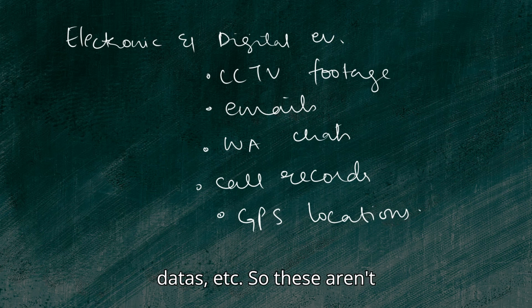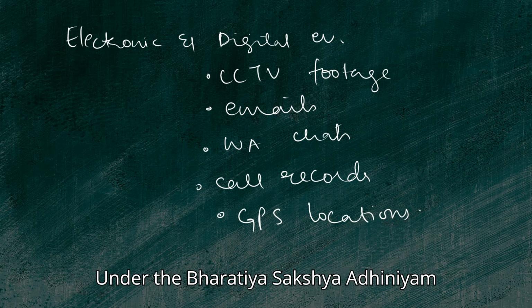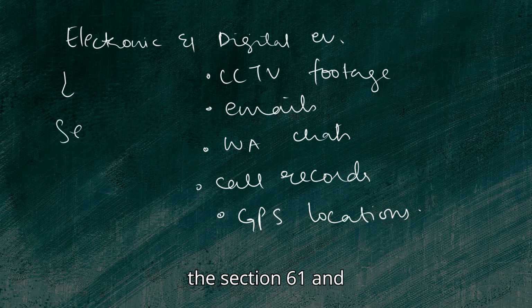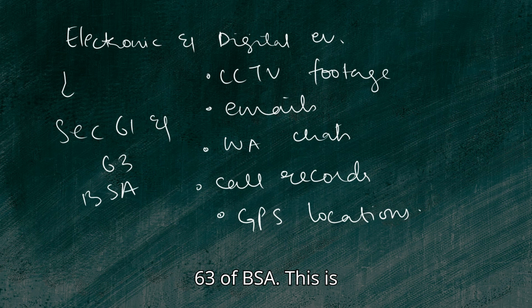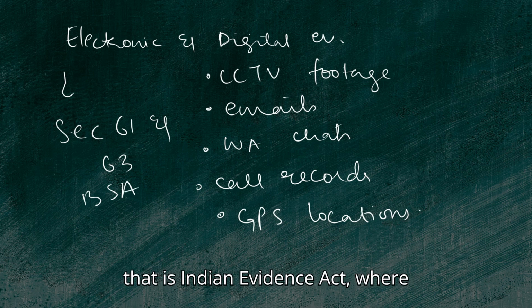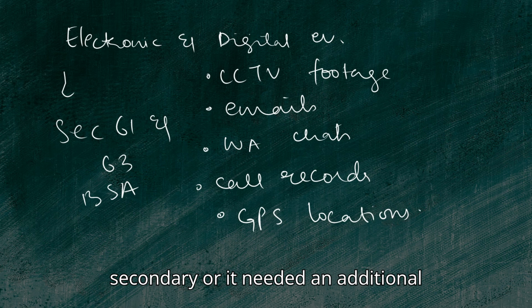So these aren't just supporting elements anymore. Under the Bharatiya Sakshya Adhiniyam Act, electronic records are now treated as primary evidence. It is described in sections 61 and 63 of the BSA. This is actually a huge shift from the old law, that is the Indian Evidence Act, where digital data was often considered secondary or needed additional proof.